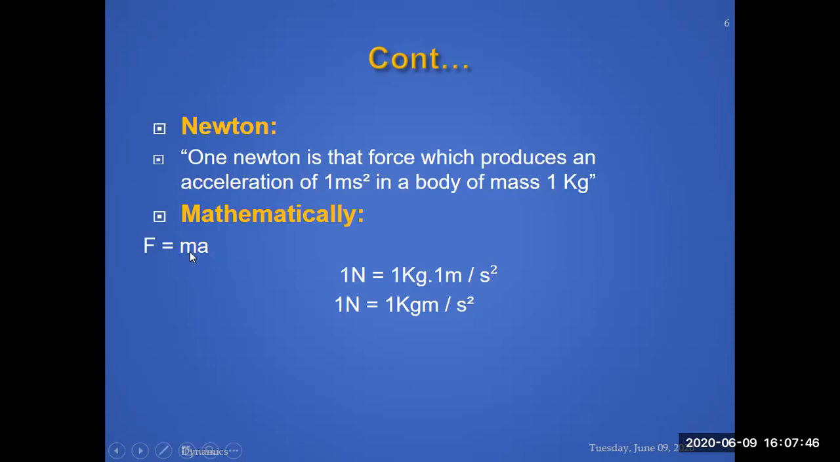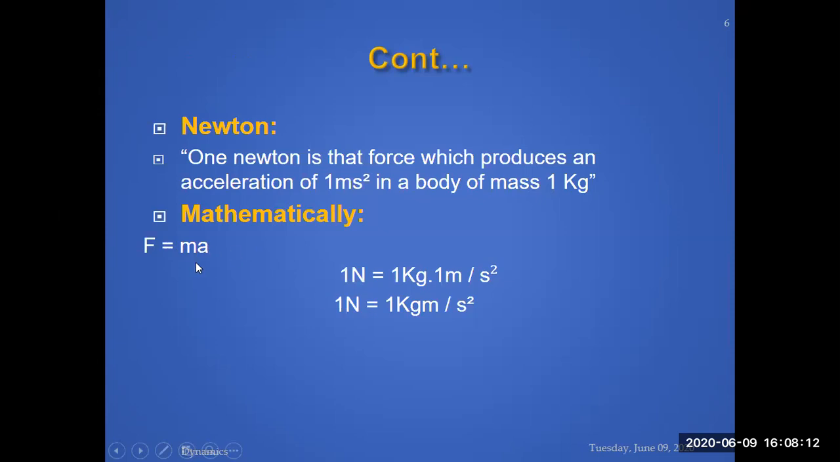This m is basically mass and this a is basically acceleration. This is a basic technique used to define a mathematical formula: put one along each other. 1 Newton force, the unit of force is 1 Newton. Put one here. Mass is measured in kg, 1 kg. And put 1 meter per second square here, like this.